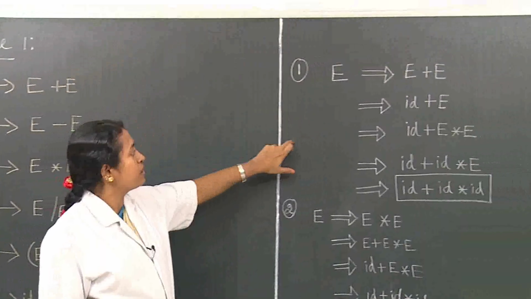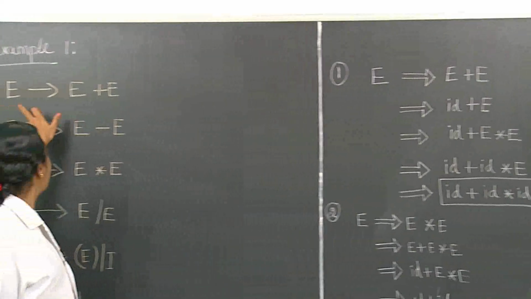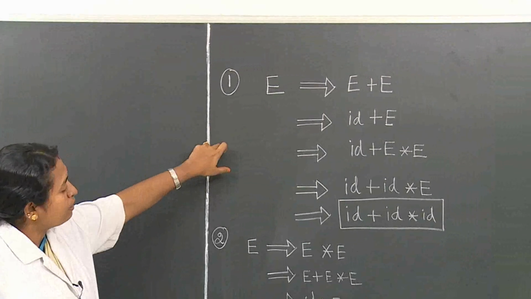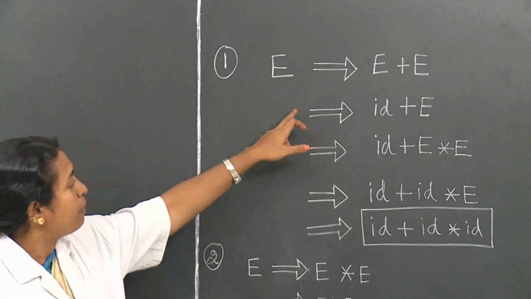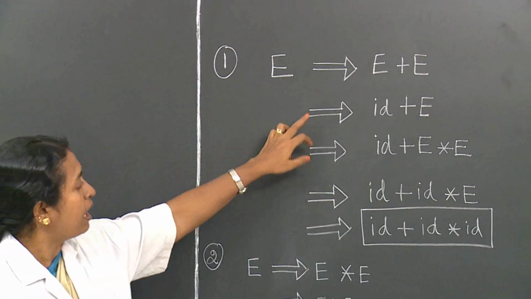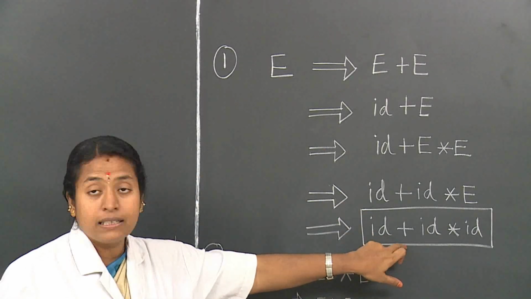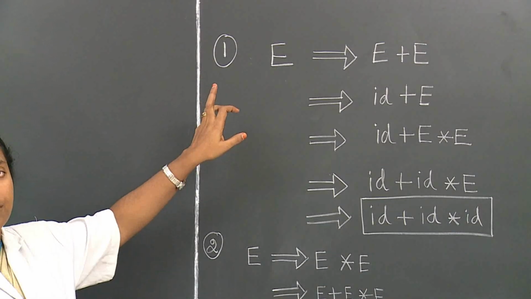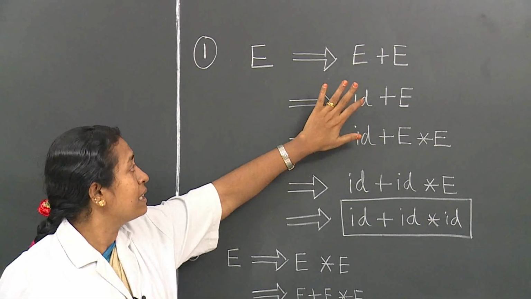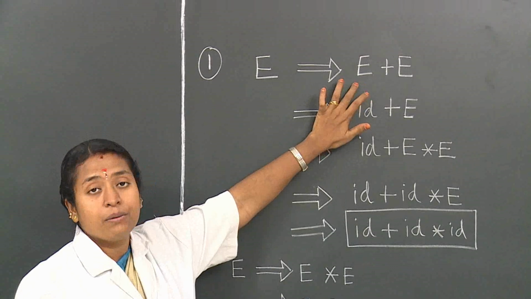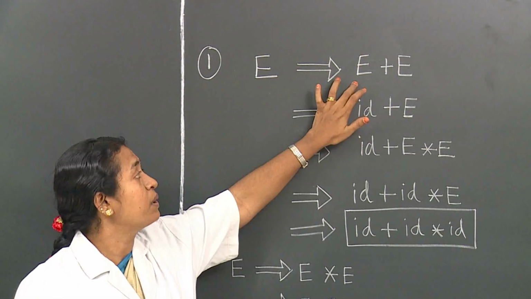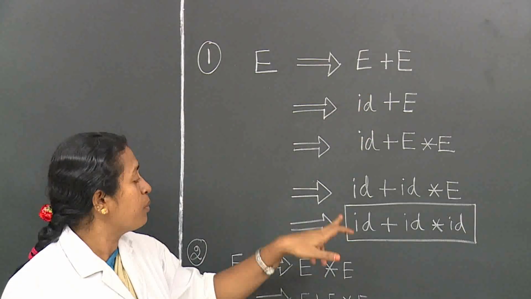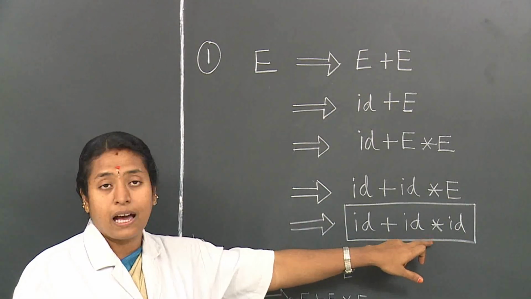Okay. First derivation is, first we are taking the production E tends to E plus E. Now we are going to expand. We should have this final thing. So we are applying each and every production here, and we are finally getting this. This is one type of leftmost derivation. Already I have told what is leftmost derivation. Leftmost derivation means we will derive starting from the leftmost non-terminal. So here we are starting from here and we are getting ID plus ID star ID.